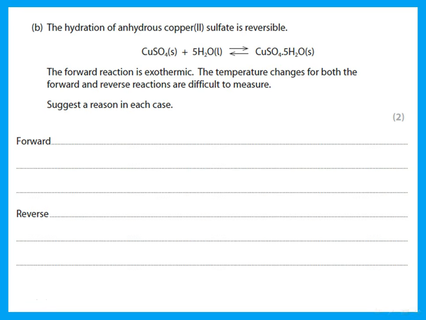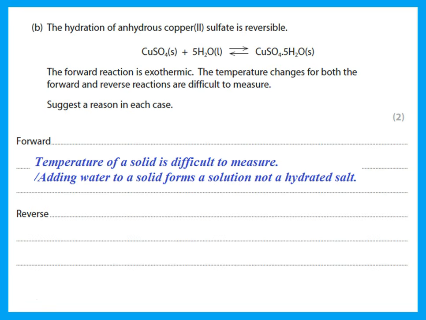For the forward reaction, what we have is the copper sulfate solid. I put it in water and get copper sulfate 5 water solid. Well, that is very difficult. First of all, if I add water to the copper sulfate solid, I don't get copper sulfate 5 water solid. I get a solution, not a hydrated salt. And even if I assume that we're going to do that, the temperature of a solid is very difficult to measure.